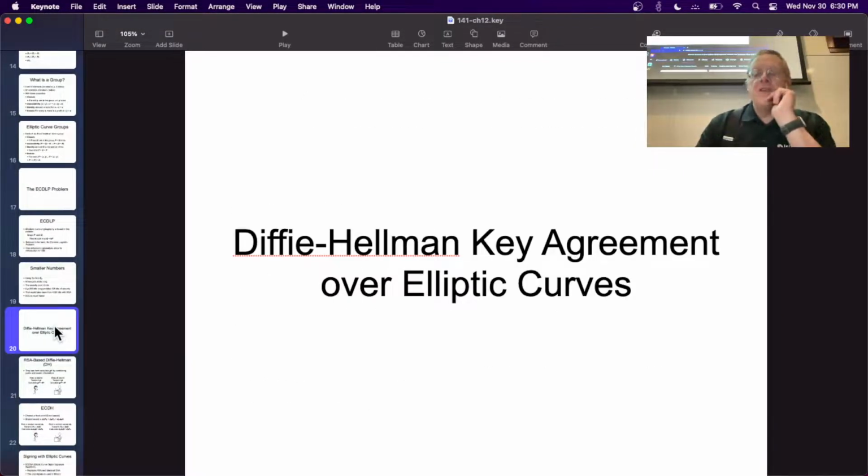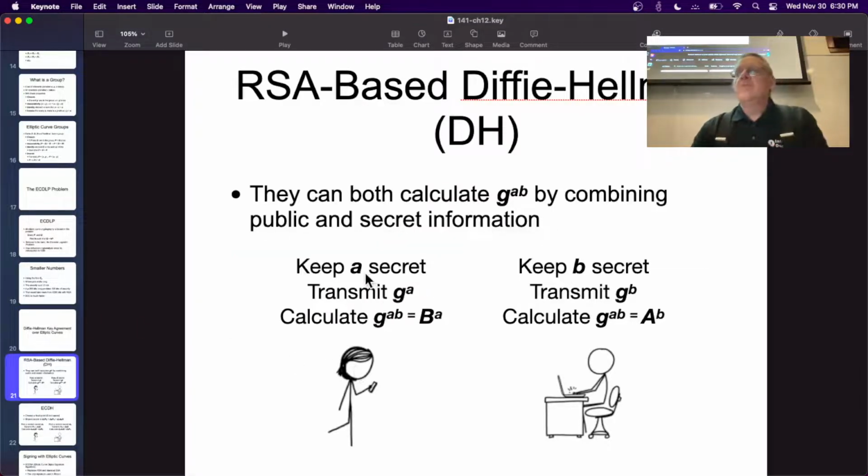So now you can make the Diffie-Hellman key agreement, now that you have a hard problem. First person makes up a secret a, this person makes up a secret b, then you have a starting point G, which is a generator of the group. They transmit G to the a, and G to the b, and then they calculate G to the ab on both ends. This is how it works with exponentiation.